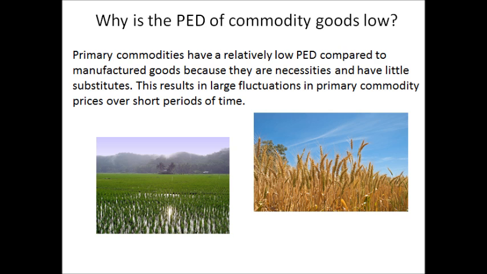Now, why is the PED of commodity goods so low? Primary commodities have a relatively low PED compared to manufactured goods because they are necessities and have few substitutes. This results in large fluctuations in primary commodity prices over short periods of time. Rice and wheat, for example, are inelastic commodity goods.